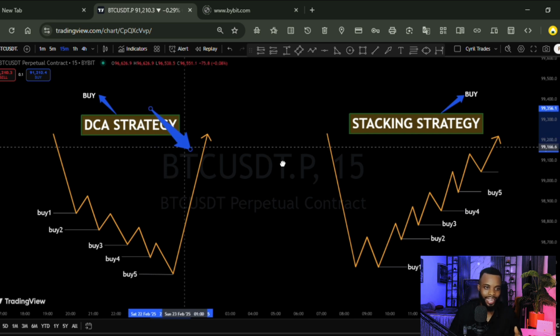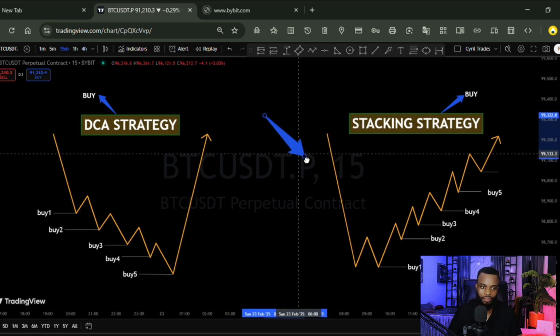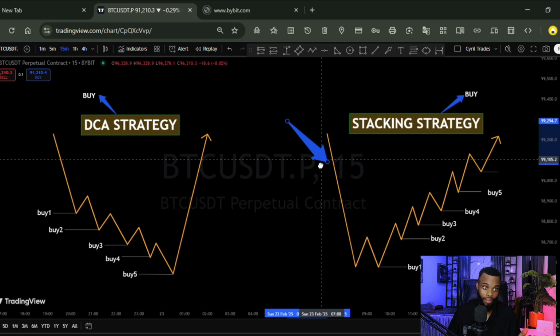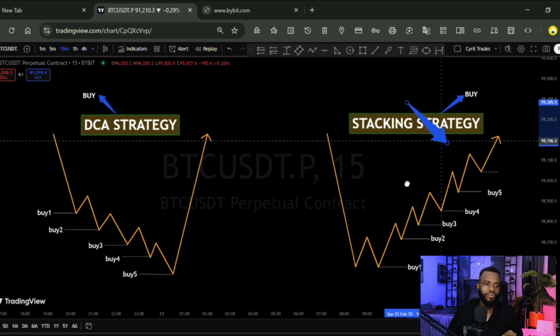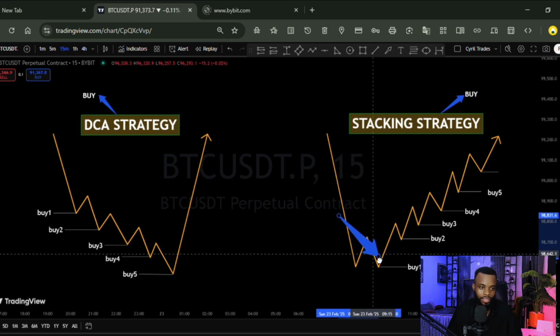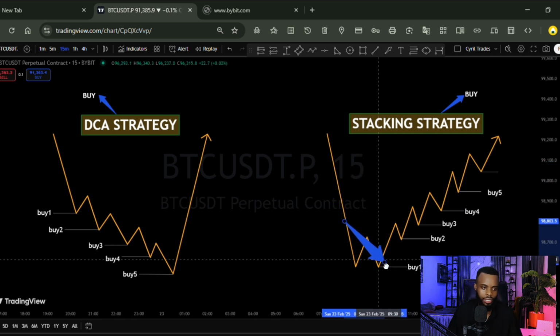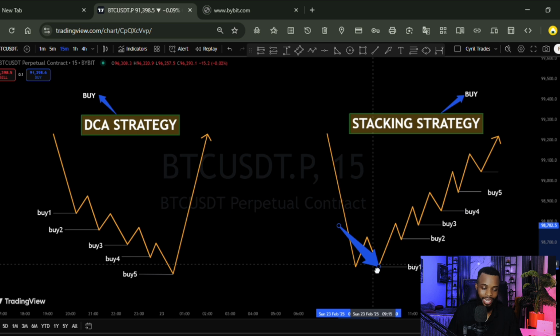On the other hand, this is the stacking strategy. Stacking is different to DCA, but with a little bit of similarity, because this is where you normally buy. So the stacking strategy simply means you don't want to buy when it dips more. So how do you do it this way? Let's say this is the point at this support level or demand level. This is the point at which you actually start to buy. This is your first entry point, and you buy here.